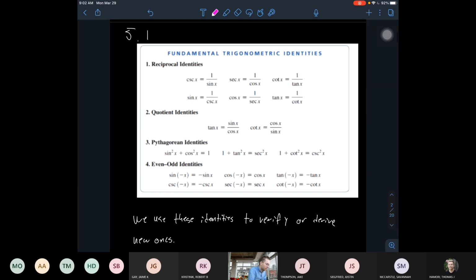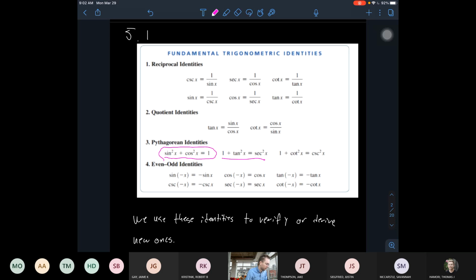And then the main ones that we learned were these Pythagorean identities. Sine squared x plus cosine squared x is equal to 1. That's the very most important one that we have. If we take that one that's circled in pink and we divide everything by sine squared of x, then we get the second one, which is 1 plus tan squared of x is equal to secant squared of x.